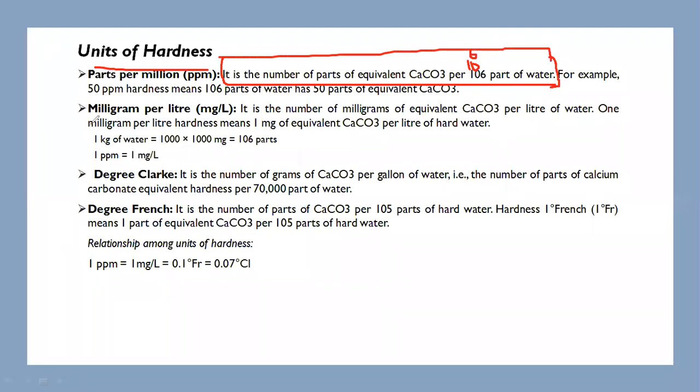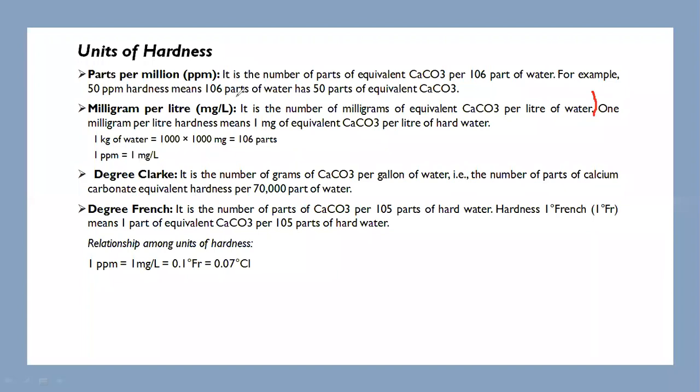Now, next one, milligram per liter. It is the number of milligrams of equivalent calcium carbonate per liter of water. Remember this, per liter of water. 1 milligram per liter hardness means 1 milligram of equivalent calcium carbonate per liter of hard water.